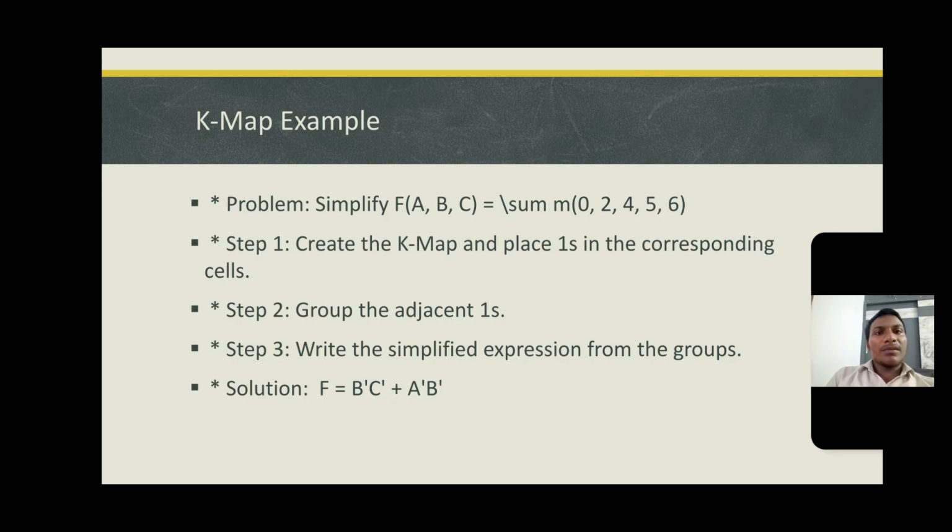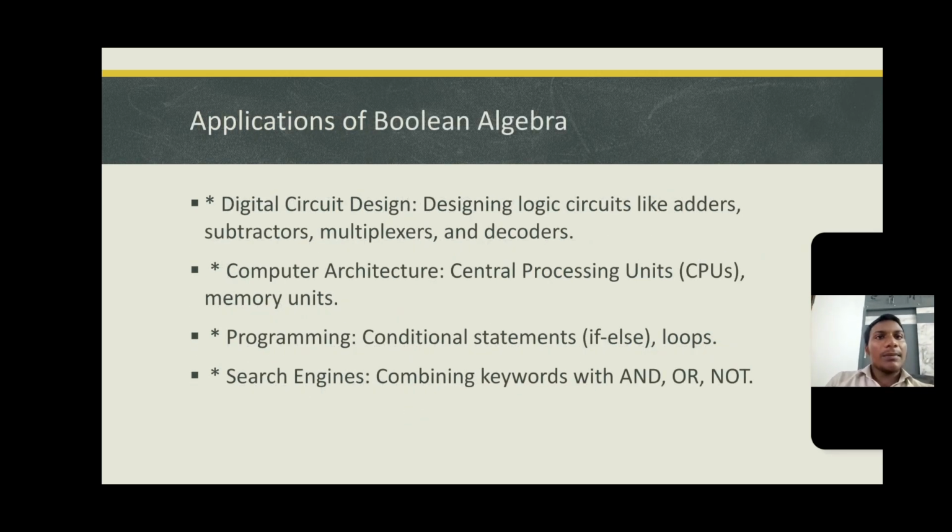K-map example. This application is very important. It is used in computer architecture, central processing units, programming, conditional systems, if and else loops, and search engines combining keywords like AND and NOT. There are so many uses of Boolean algebra.